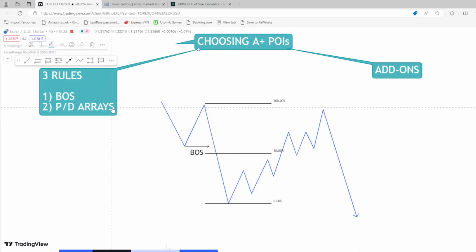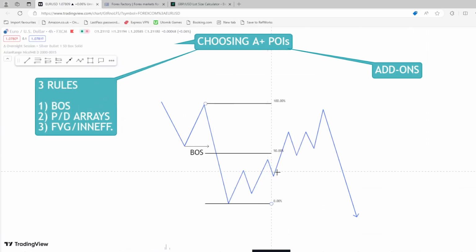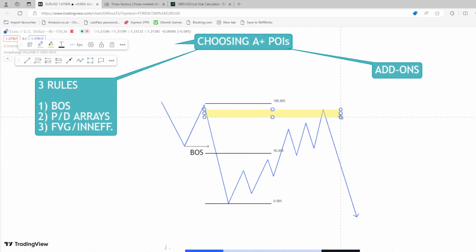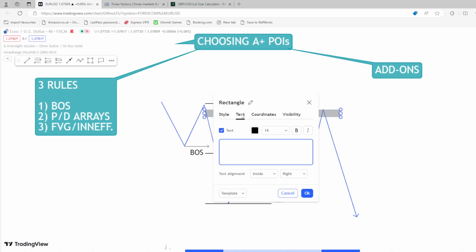Now, the third and final rule is very important. This is more from an ICT basis. We need to see a fair value gap or an inefficiency in price. Very important to see that fair value gap or inefficiency. The reason we need to see that is because we want to see price head up to the premium in order for us to mitigate something. So if I draw out our POI like this, the POI will be in gray, not yellow, in gray.